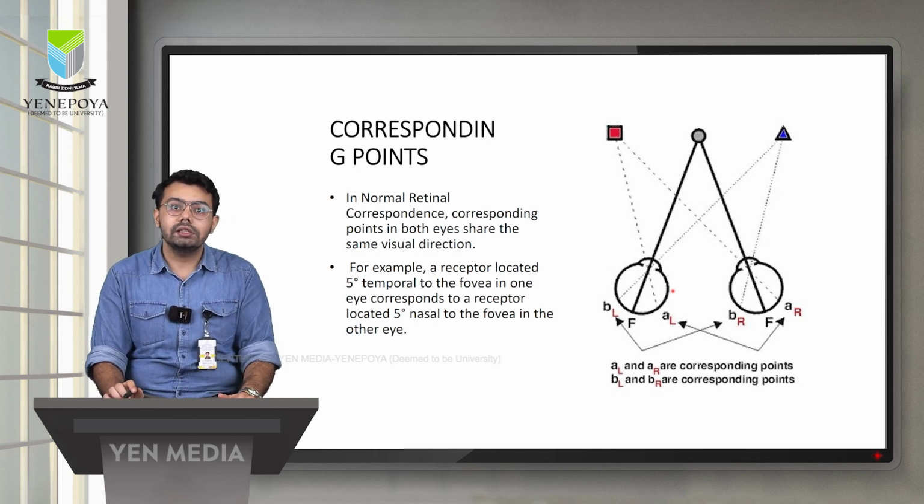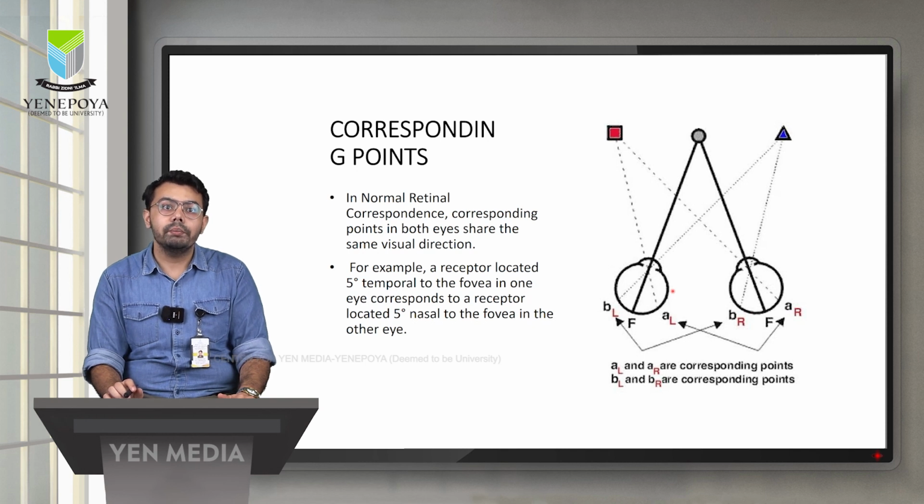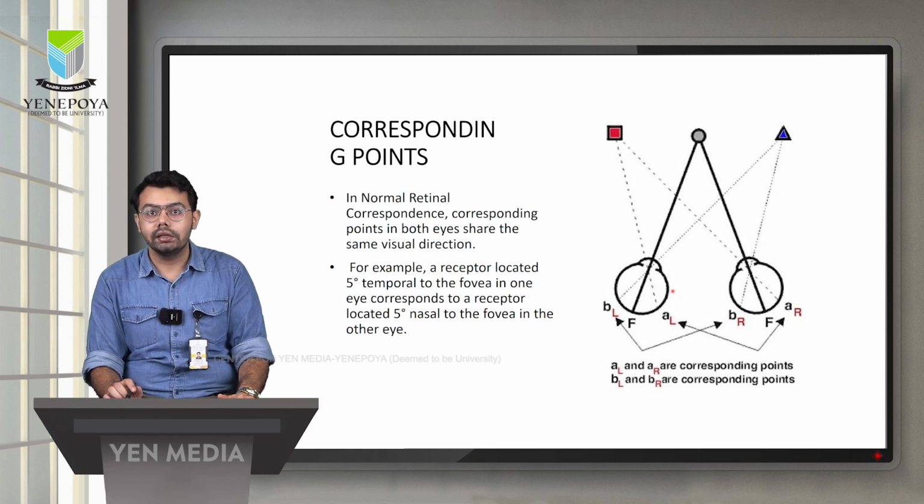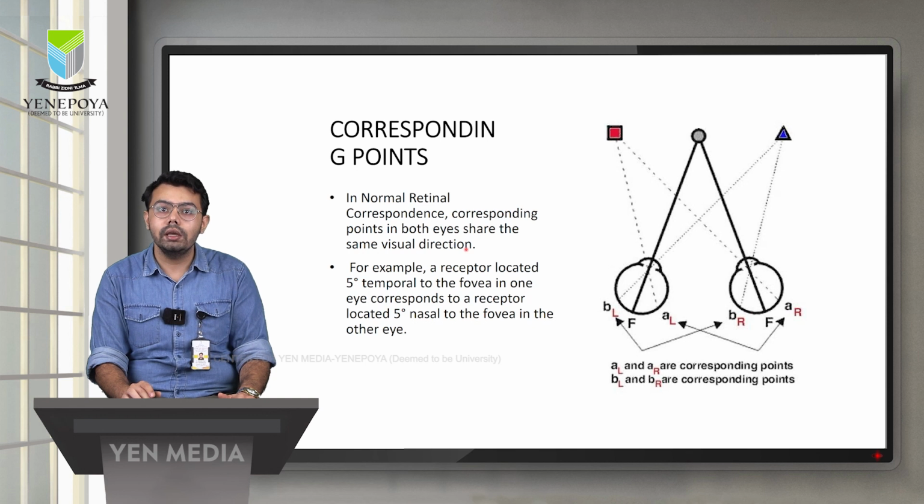For example, a receptor located 5 degrees temporal to the fovea in one eye corresponds to a receptor located 5 degrees nasal to the fovea in the other eye. So we have to know that the two images fall on the corresponding points in either retina.